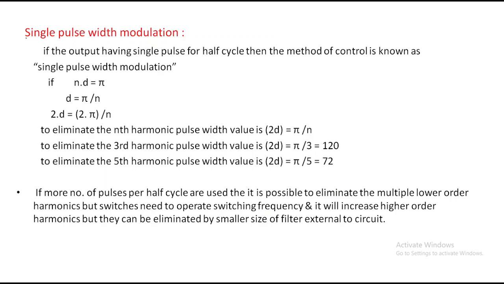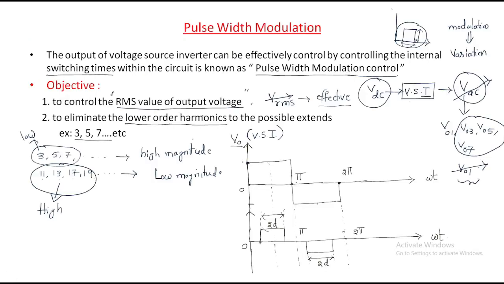And the other topic is single pulse width modulation. Simple. If the output has a single pulse per half cycle, then the method is known as single pulse width modulation. So, name itself. For example, look at the previous waveform. This is the total waveform, the complete one cycle. It has a complete period T.